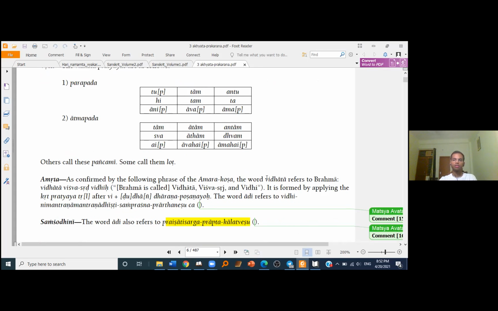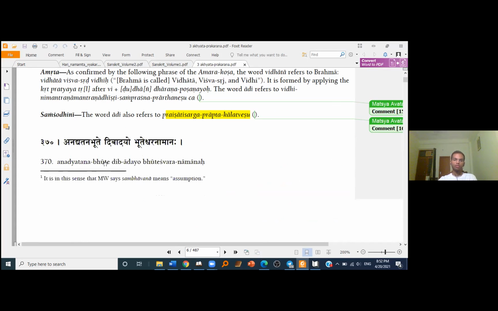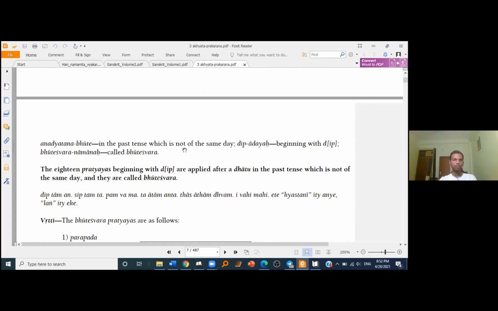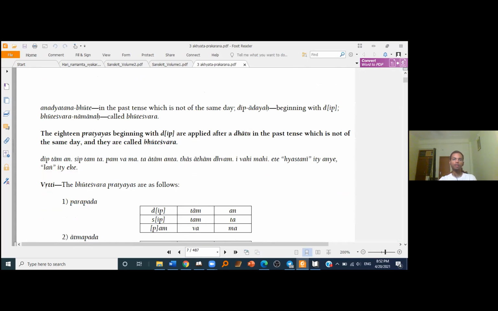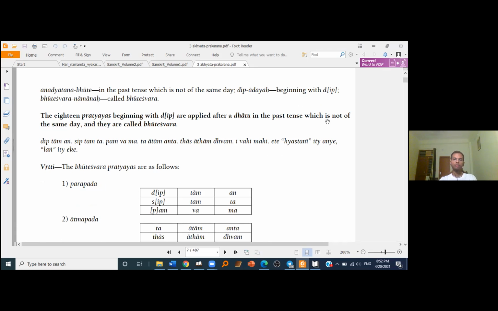Okay. Yeah, so vidhata. Anadyatana bhute divadayo bhuteshwar namanah. The 18 pratyayas beginning with dip are applied after dhatu in the past tense, which is not of the same day.